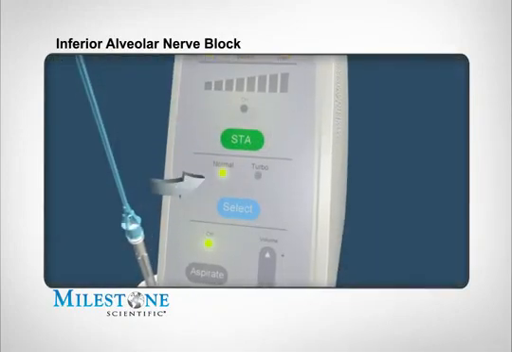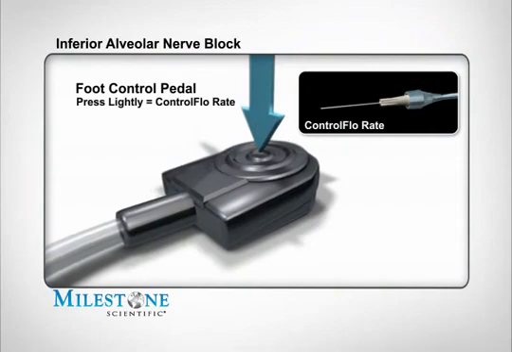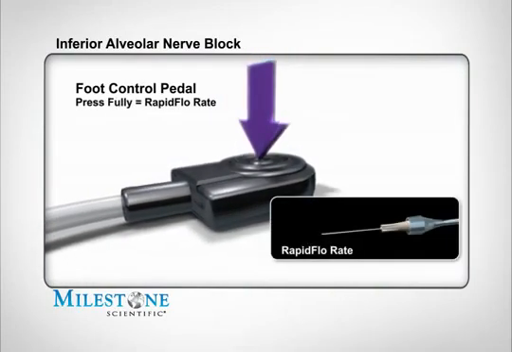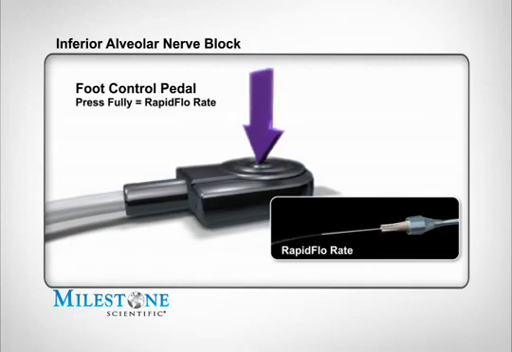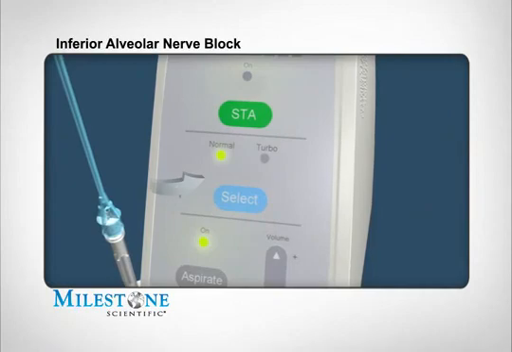In the normal mode, the foot control has two distinct foot control positions. Depressing the foot control lightly allows you to enter the control flow rate. Fully depressing the foot control allows you to enter into the rapid flow rate. It's recommended that you use a 27-gauge 1 1/4 inch needle to perform the inferior alveolar nerve block. Set up the STA in the normal mode.